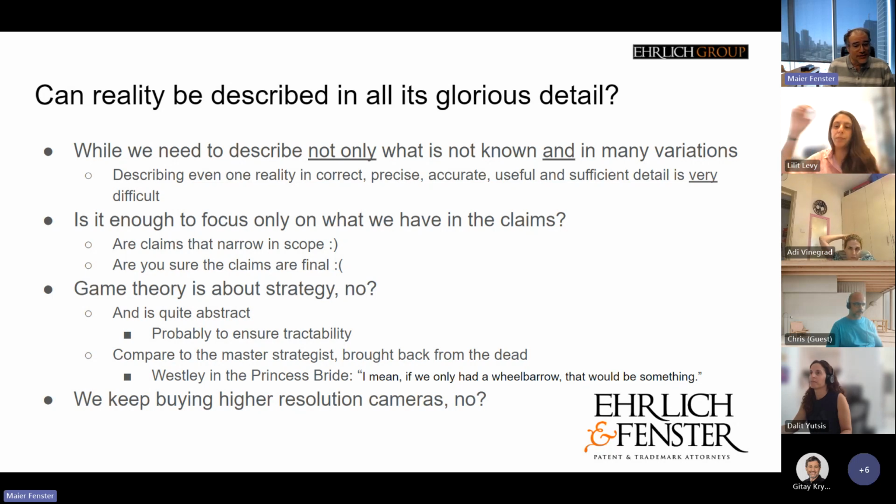Anybody who watched The Princess Bride, you know that Wesley, who's also known as the Dread Pirate Roberts, is a master strategist. In fact, he's so good, they bring him back from the dead just so he can plan a strategy for them. And after they describe the problem, he says, if only we had a wheelbarrow. Okay? Just one more detail. They had one, they forgot to tell him that.